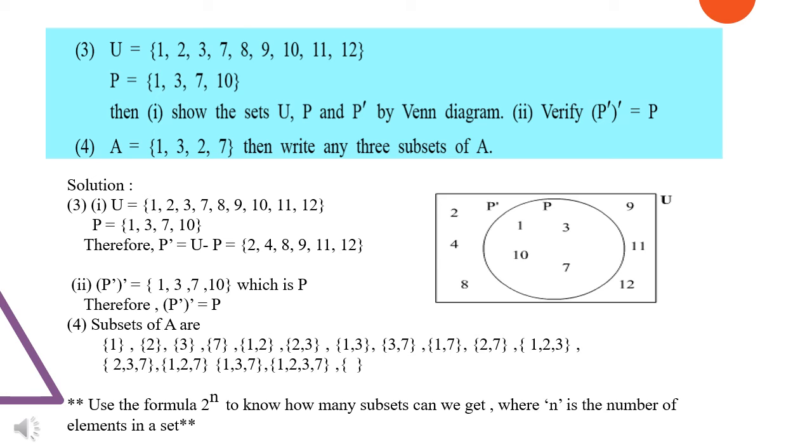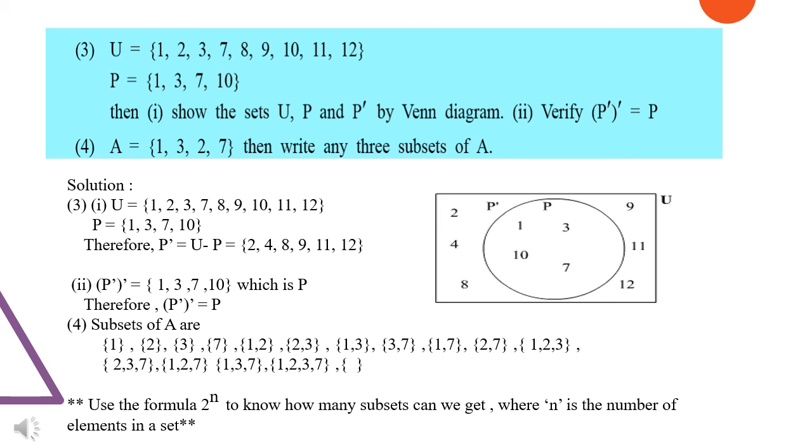Now, if they ask you to write all possible subsets, just for your understanding and to verify if your answer is correct or not, there is a formula which will help you find out how many subsets can be formed for a given question. So look at the bottom of the slide. Use the given formula 2 raised to n to know how many subsets we can get, where n is the number of elements in a set. So just use this formula and you will come to know how many subsets you can get.